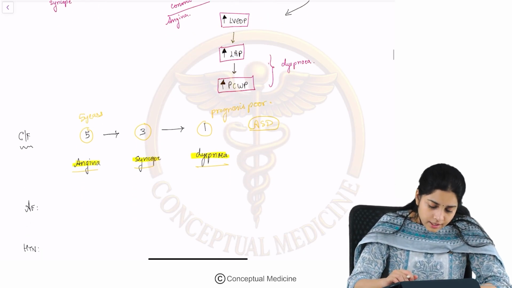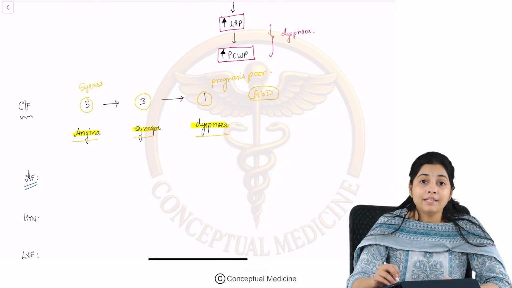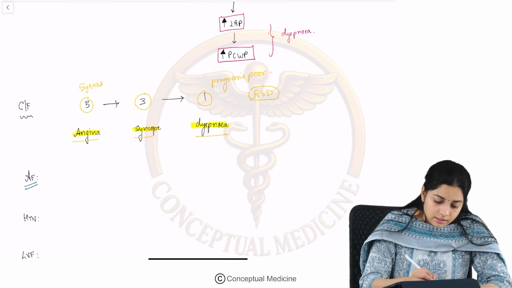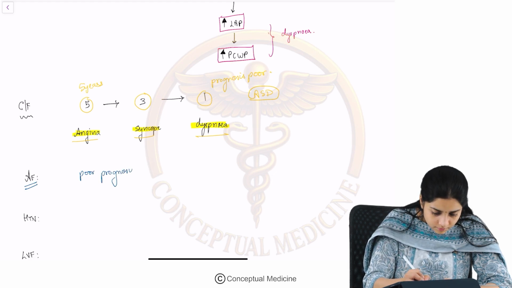Atrial fibrillation. If a patient of aortic stenosis develops atrial fibrillation, then there will be a very, very poor prognosis.